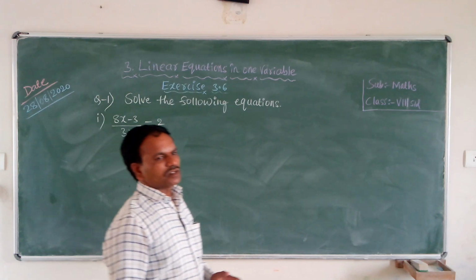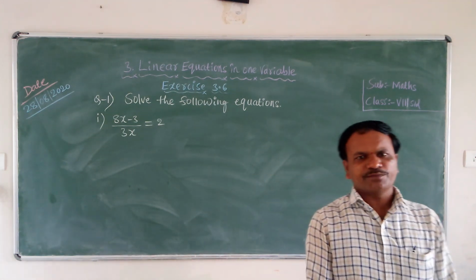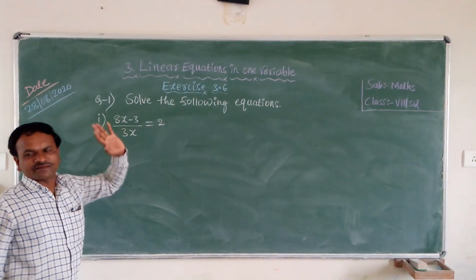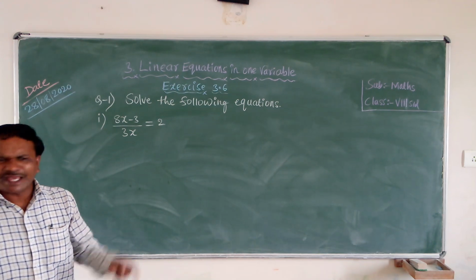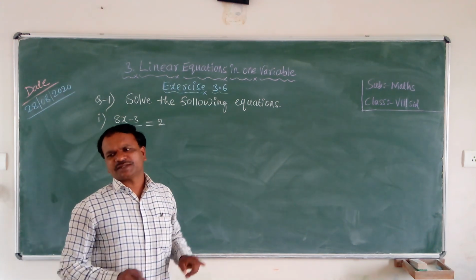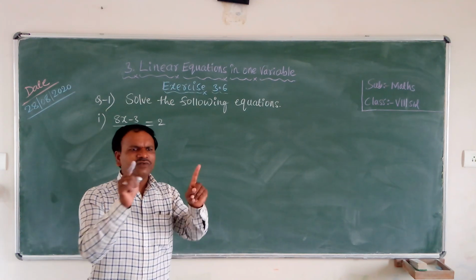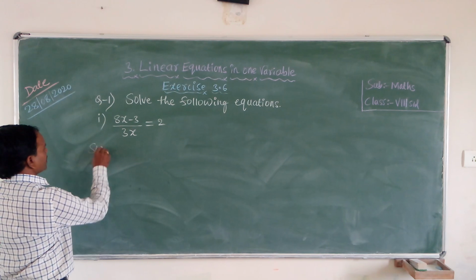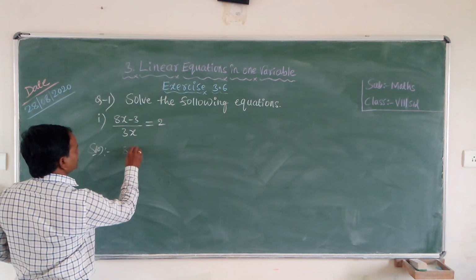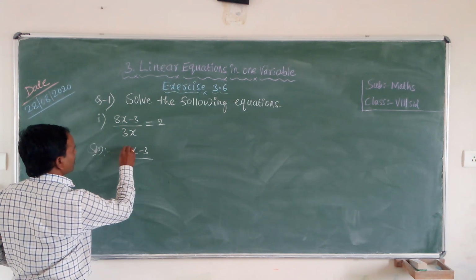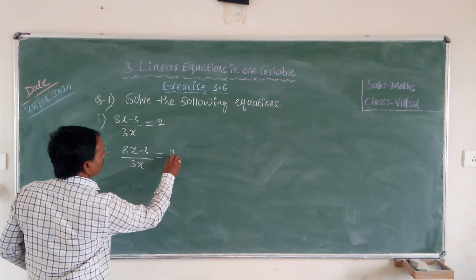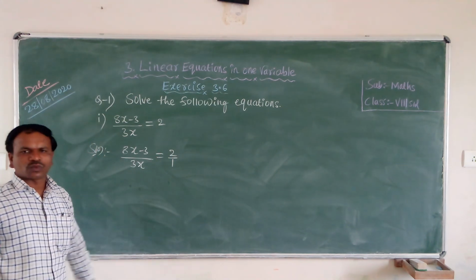How to solve the equation? This is very important. See here, it is a fraction that is given, and the whole number is given, nothing inside. Don't confuse them, it is very simple mathematics. I solve it in a simple method. 8x minus 3 divided by 3x is equal to 2. Whatever the denominator is, it is 1.